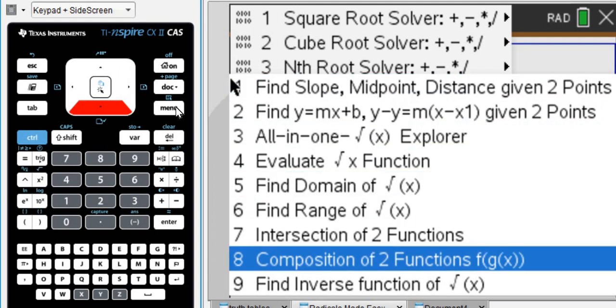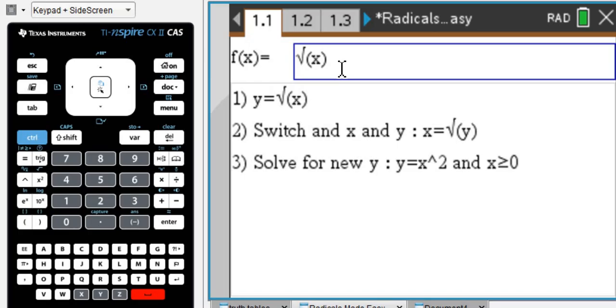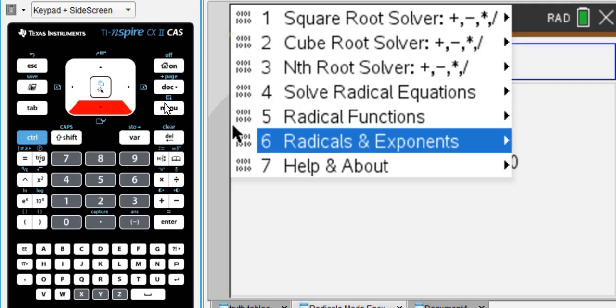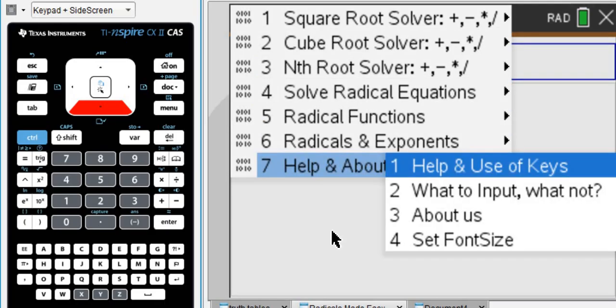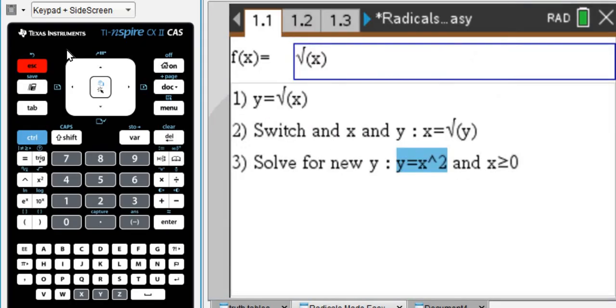And you can also do the inverse function of, let's say, root x, or of any other function, and you will find it right here, step by step. You switch the x and the y, and you solve for the new y, and here is your new inverse function. So all of this and much more in this wonderful app can be downloaded at Ti-NspireApps.com.